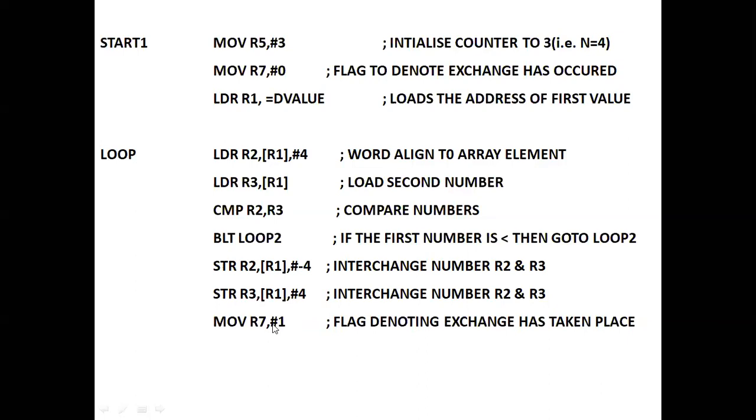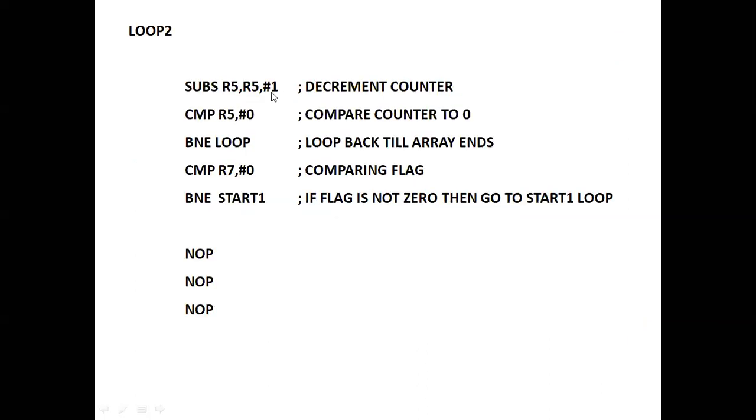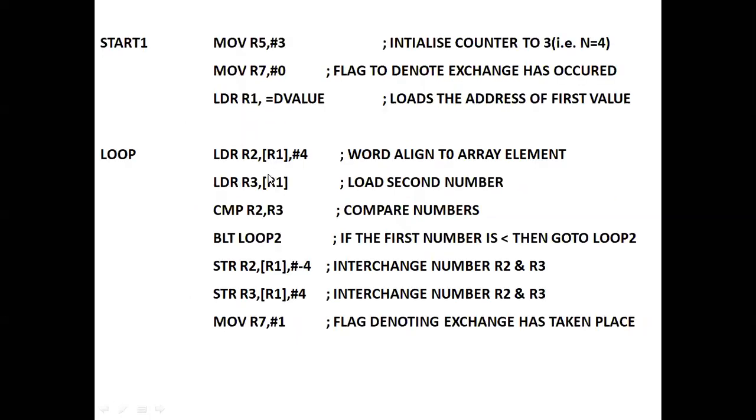Next, loop 2. Here R5 is decremented by 1 because among 3 comparisons, 2 comparisons are over. Next, compare R5 with 0. So still R5 is not equal to 0, so branch if not equal to loop. Anyway, R5 is not equal to 0, so it will branch us to loop here.